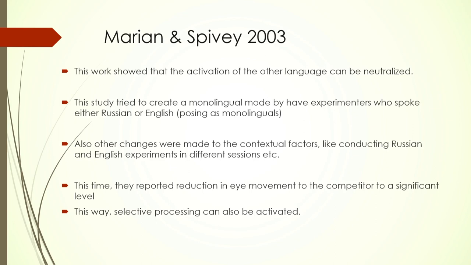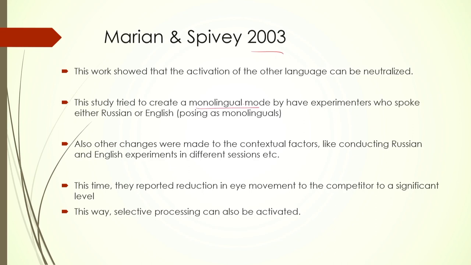In the first case, as per their own assumptions, a bilingual mode was probably created because the experimenters were talking in Russian and English simultaneously and so on. Also the experiments in Russian and in English were done with very little gap between them. So they tried to take care of all of these contributing factors that they thought impacted the result. Then they carried out another study in 2003, and here they changed a lot of things.